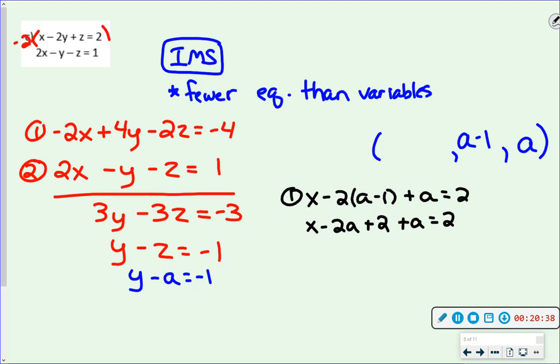So let's combine our a's. The 2's are going to cancel, which is fine. So I'm going to have x minus a equals 0. Got it. So that will give you the pattern for all the infinitely many solutions.